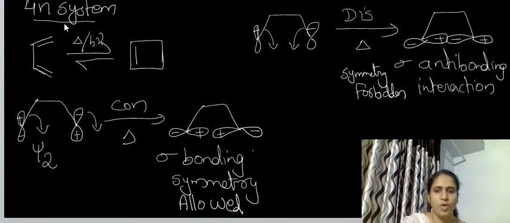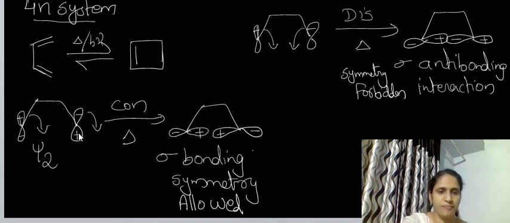Consider the mechanism of 4n system. This is an example of a 4n system electrocyclic reaction. This is our 1,3-butadiene. It will interconvert into cyclobutene in the presence of light or heat. That is a 4n system electrocyclic reaction. Consider the mechanism of 4n system electrocyclic reaction.